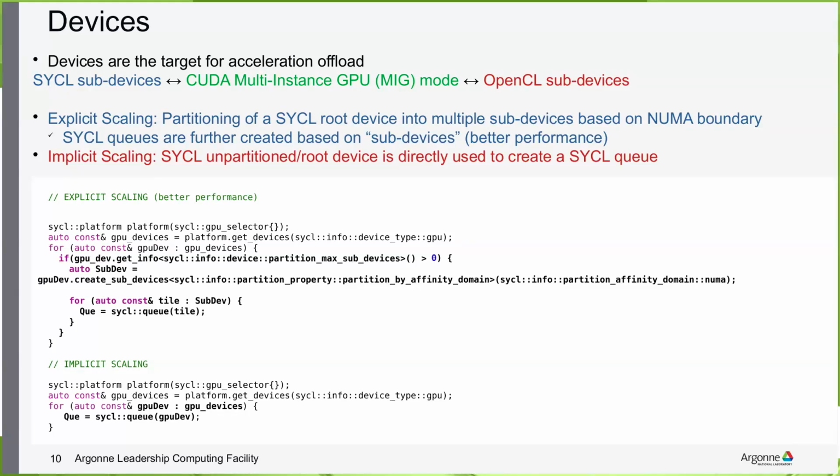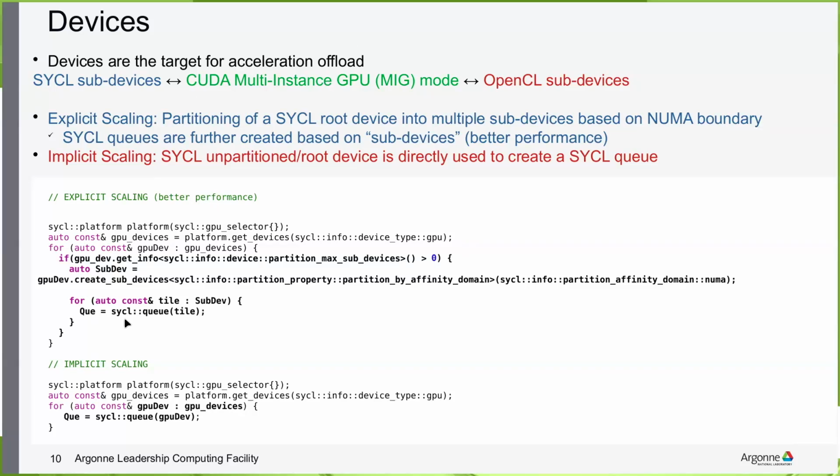The reason could be anything. Most of the primary reasons are the NUMA boundary and the performance latency that one could avoid when you cross the NUMA boundaries on the actual chip. Implicit scaling is nothing but using the physical device as it is, without any partition.